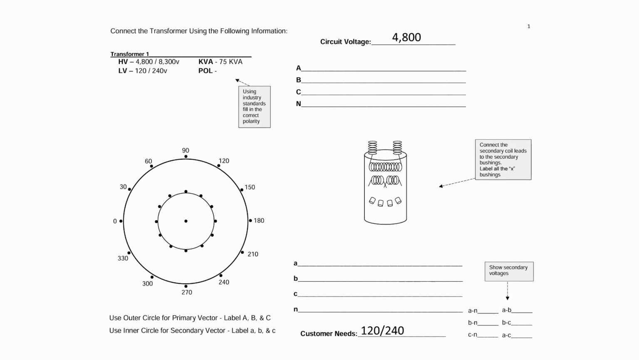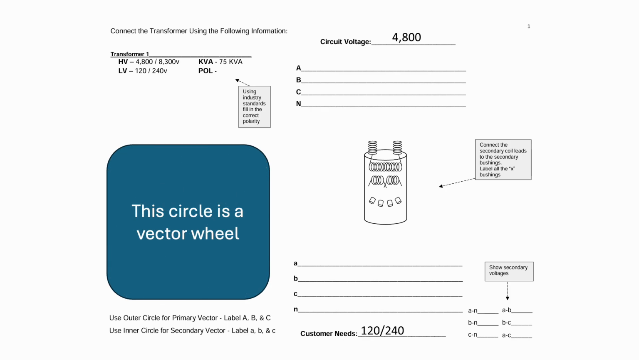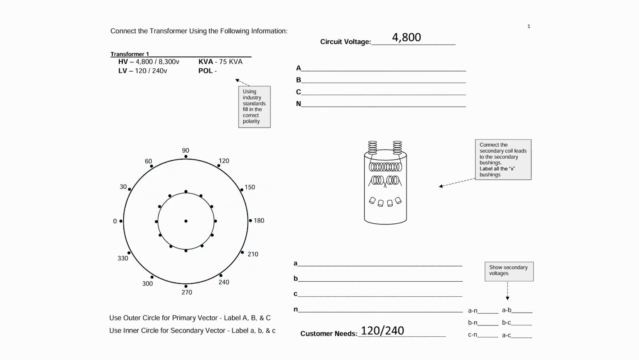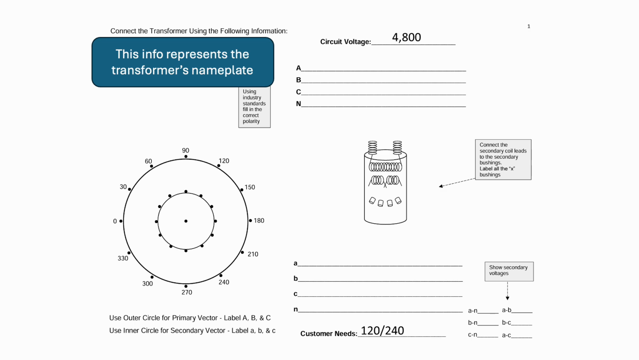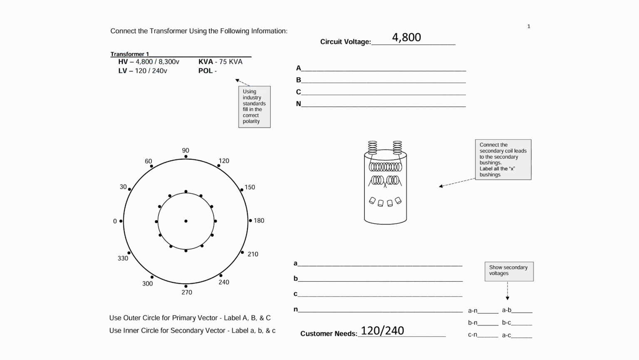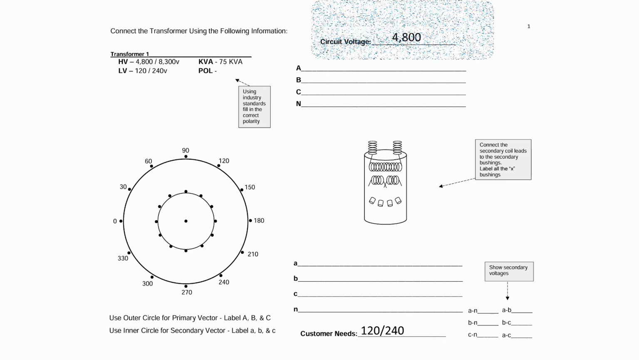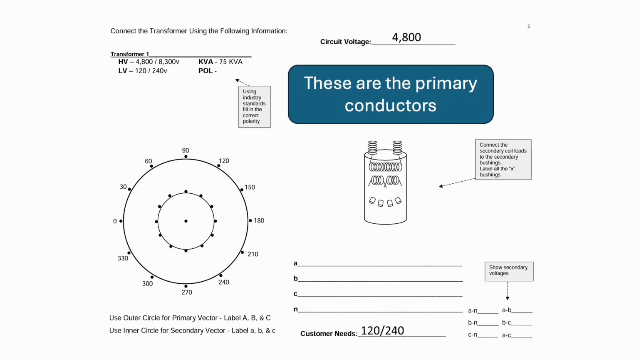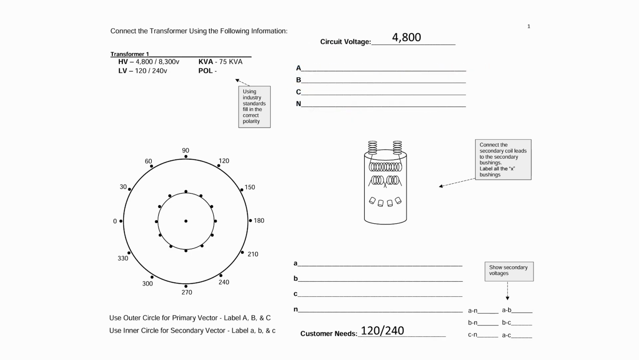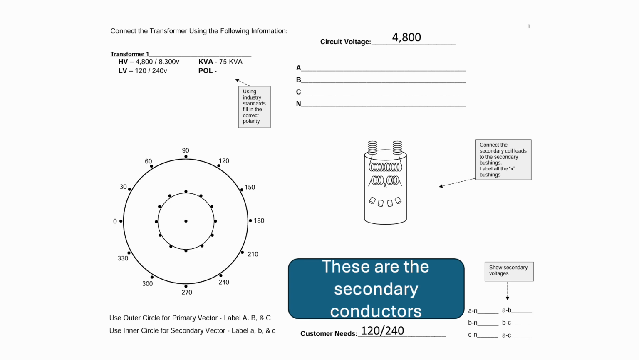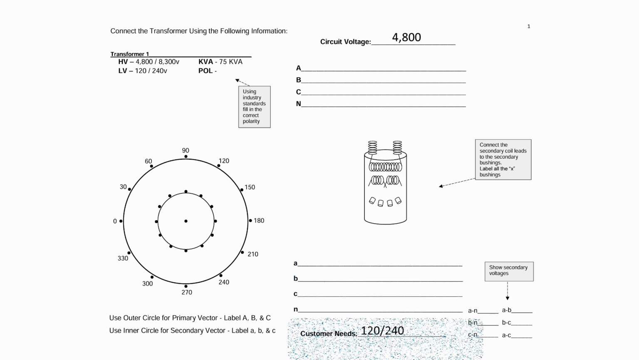So this is what a vector diagram looks like. This circle in the bottom left is a vector wheel. In the top left, we have the transformer's nameplate information. Top right is the system voltage, or the phase-to-phase voltage. The lines below it are the primary conductors. The lines down here are the secondary conductors.